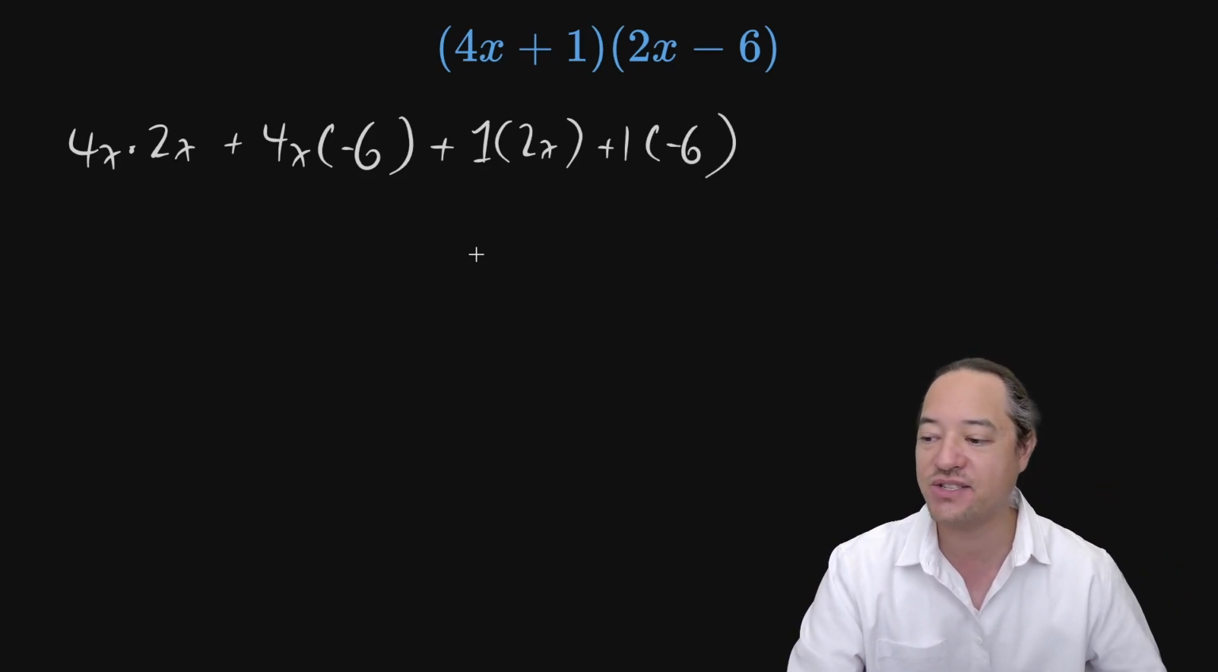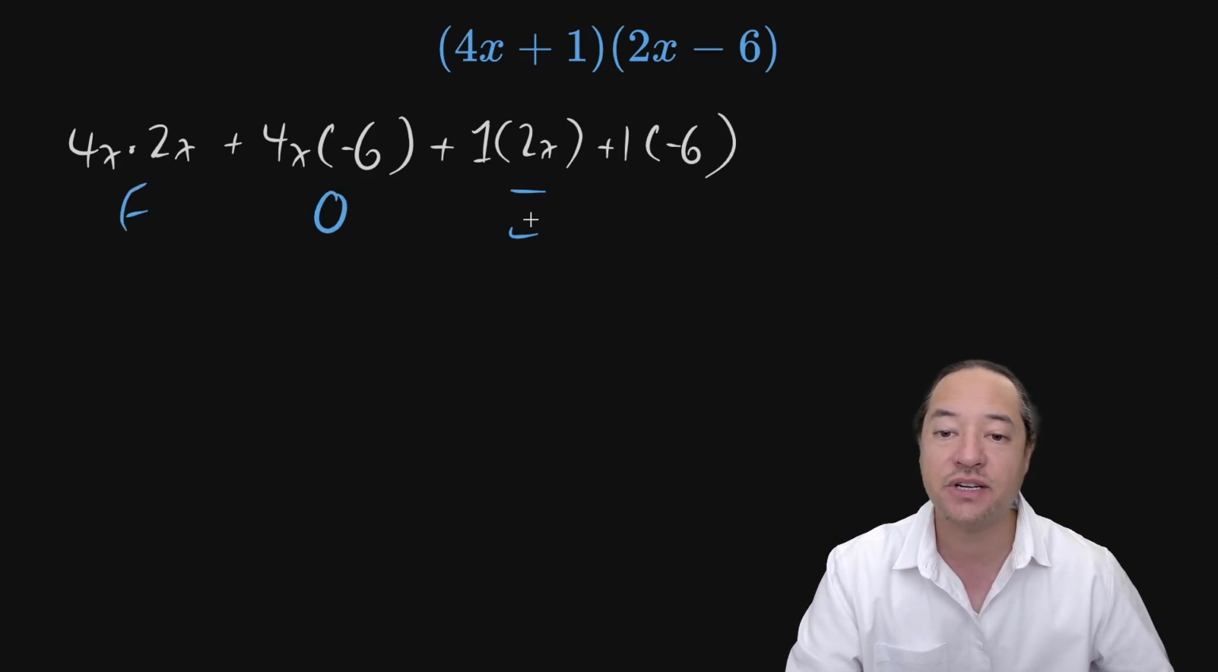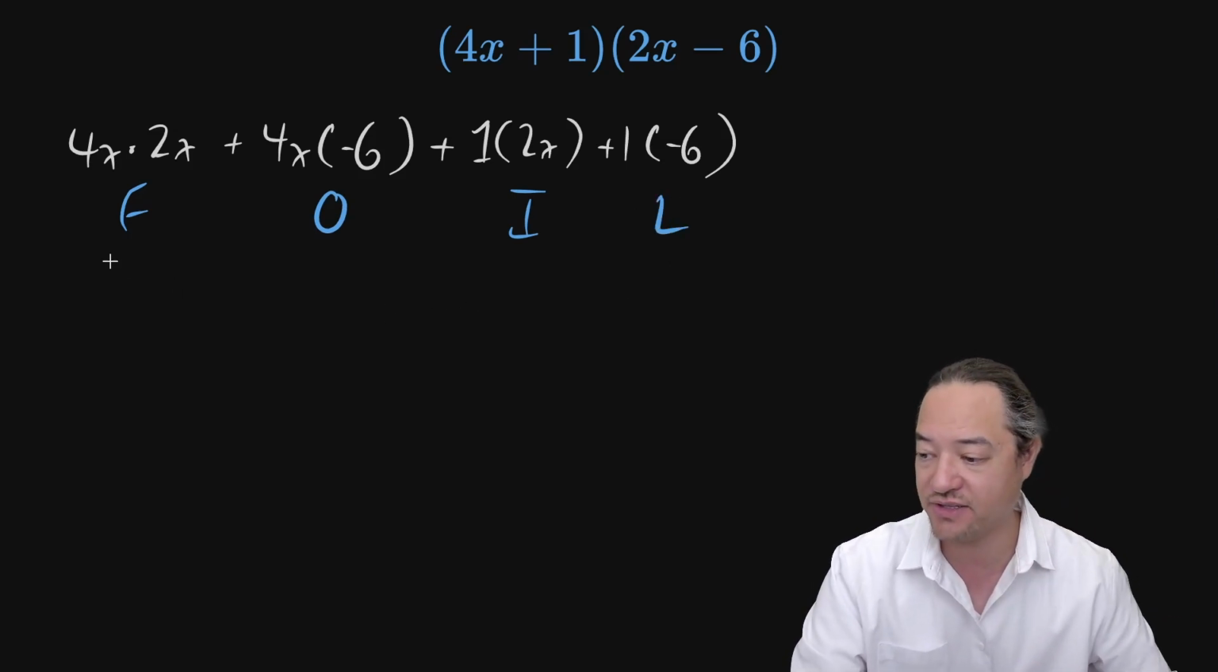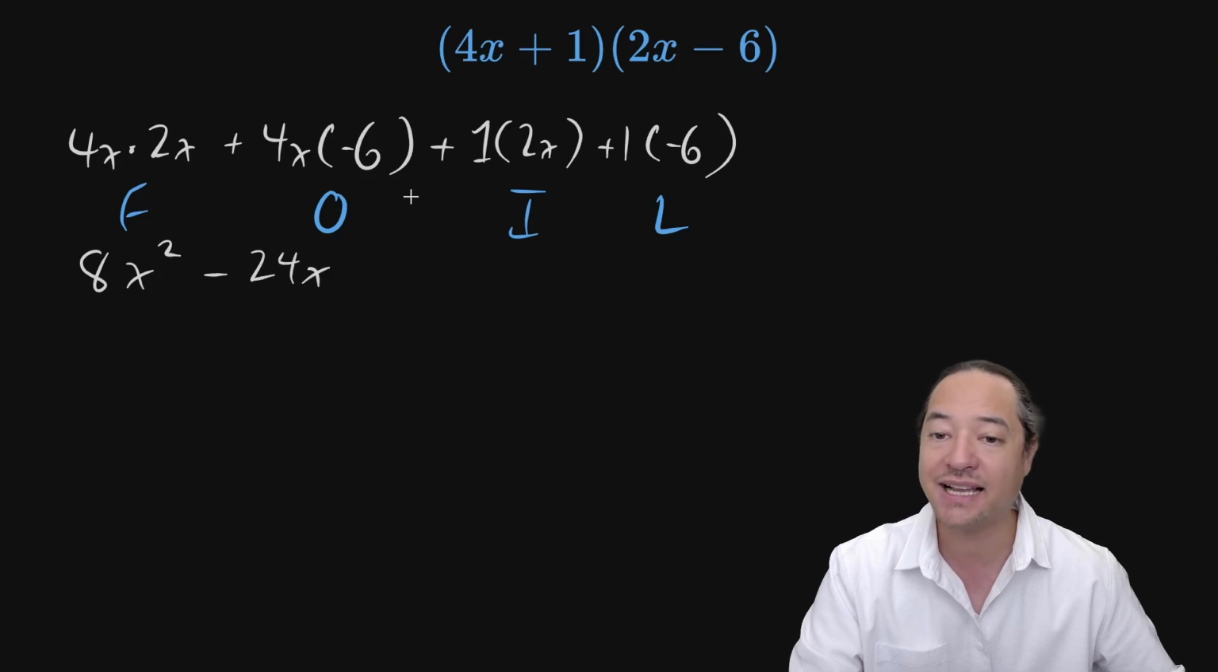Okay, so this was essentially our first times first, outer times outer, inner times inner, and last times last. So this was the FOIL method that we just looked at. Now we just need to simplify this, right? So if we simplify this, this will become an 8x squared. This will become a minus 24x plus 2x, and then finally a minus 6.